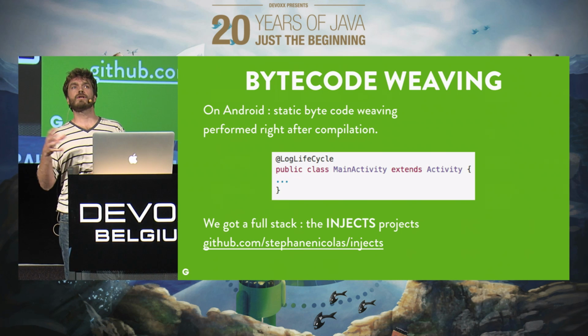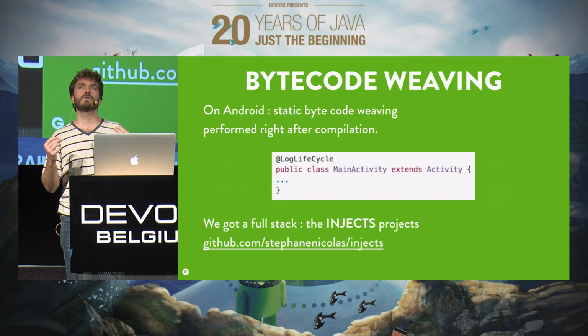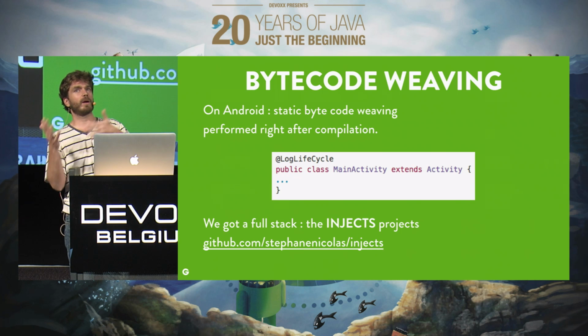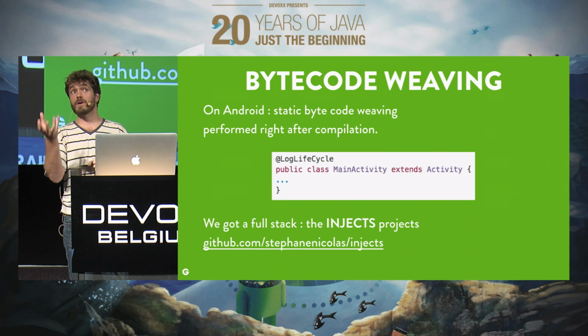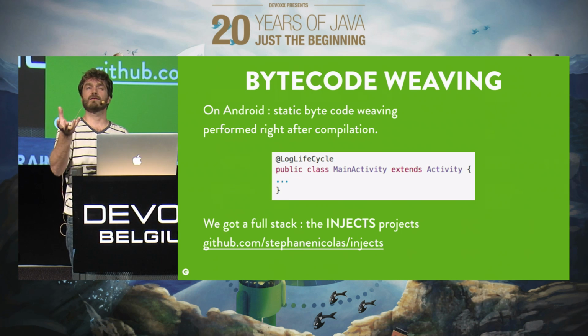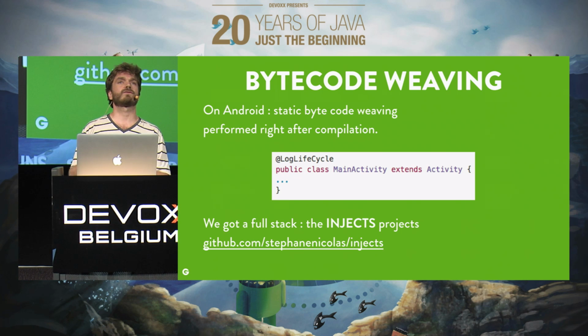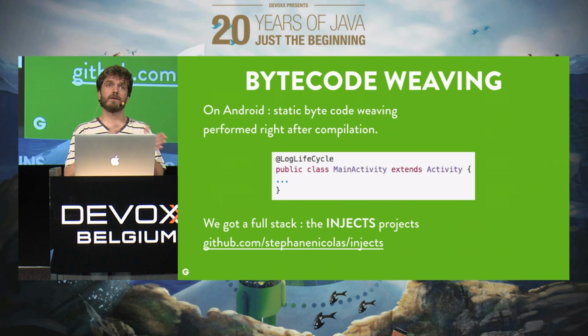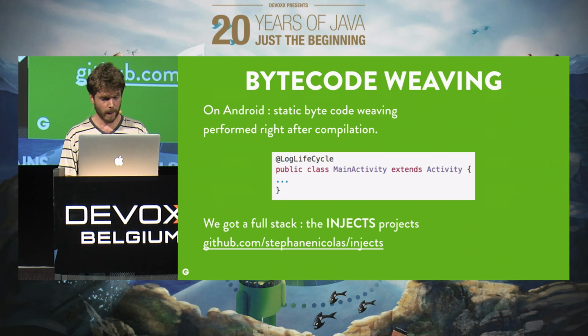But we wanted to study how it would really be possible to use bytecode weaving on Android, so we have created a full stack to do what we call static bytecode manipulation. As opposed to dynamic bytecode manipulation, static bytecode manipulation takes place right after the classes have been compiled. So you get a Java class, a class file, sorry, and you dig into that class file and manipulate the bytecode right after the classes have been compiled, and they will be embedded into your Dex file, into your APK.